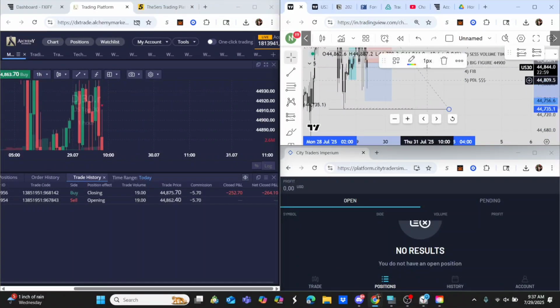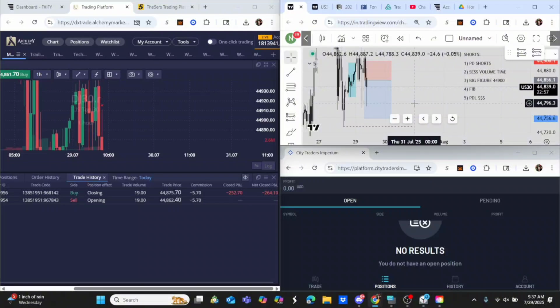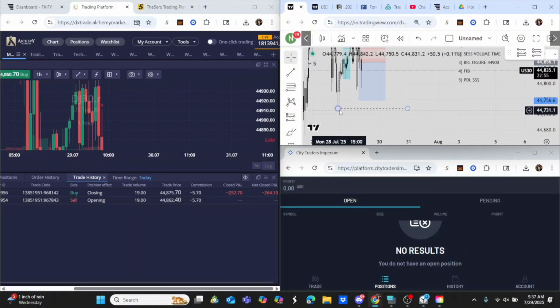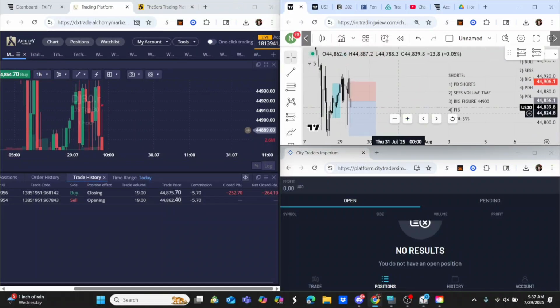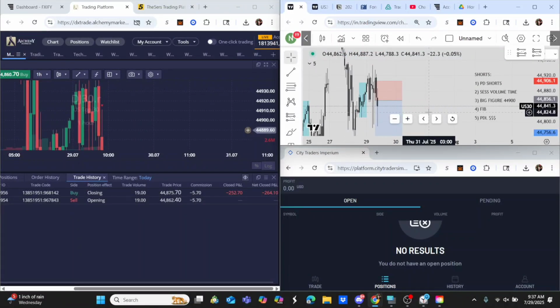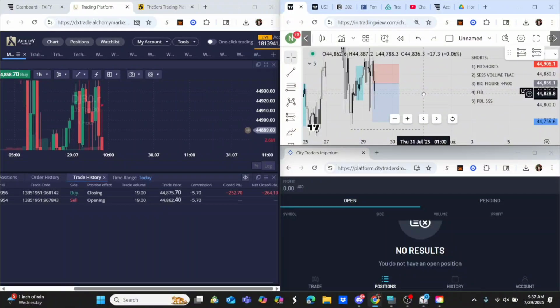But if price does get to this previous day's low right here, I can watch it and potentially look for a long position, and that's probably the only trade idea I'll look for. Other than that, I don't see anything that's worth taking.